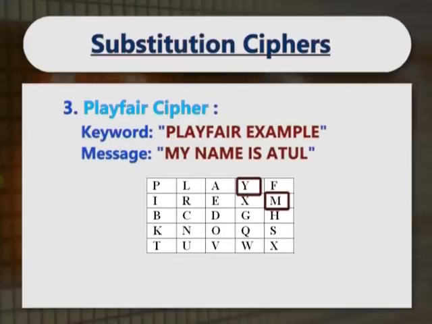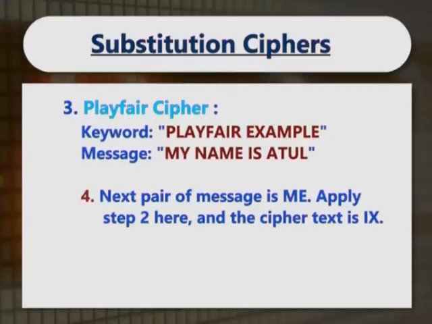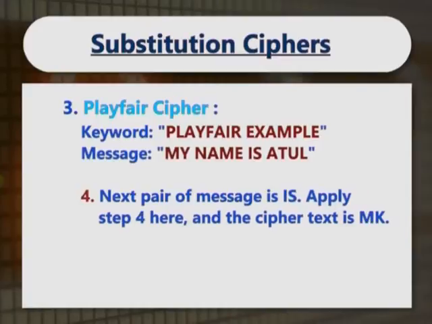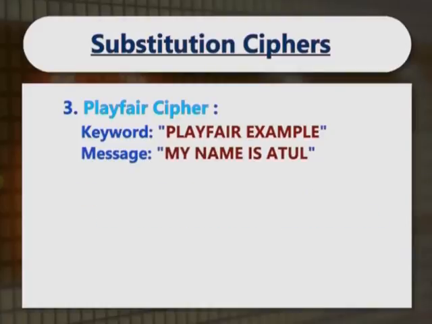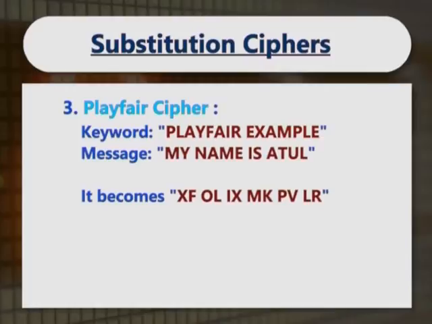That means replace this text with the text diagonally opposite to it. In this case, the text is XF. Next pair of messages ME, apply step 2 here and the cipher text is IX. Next pair of messages IS, apply step 4 here and the cipher text is MK. Next pair of messages AT, apply step 4 here and the cipher text is PV. Next pair of messages UL, apply step 3 here and the cipher text is LR. So, our plain text my name is Atul becomes XF, OL, IX, MK, PV and LR.